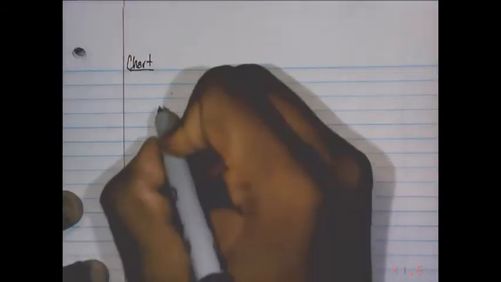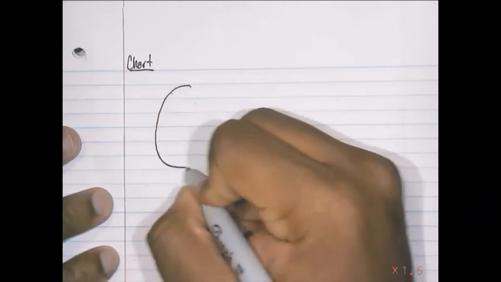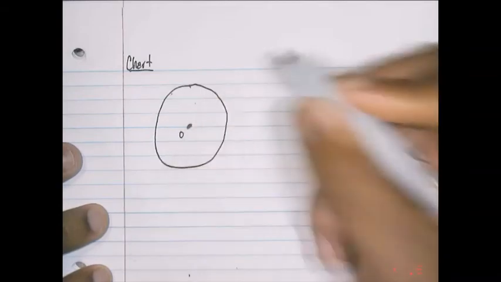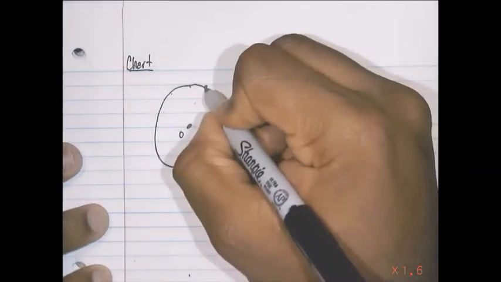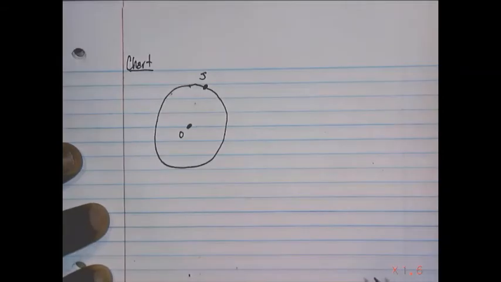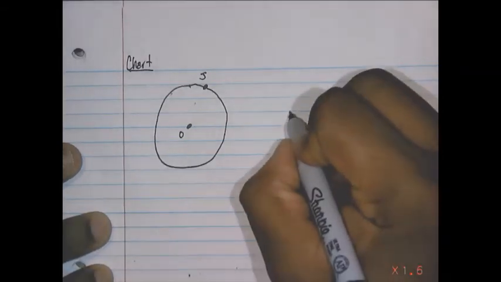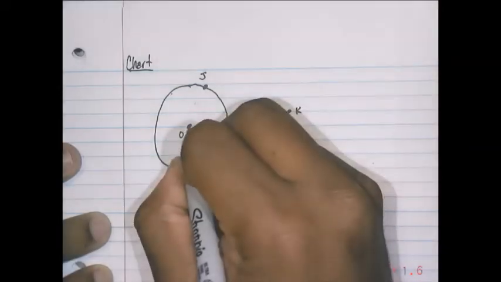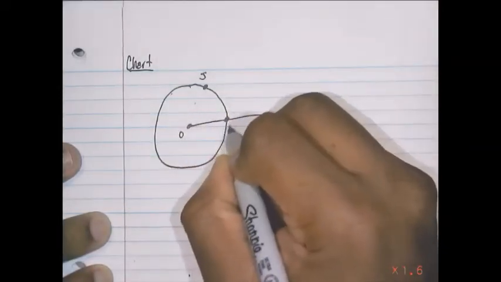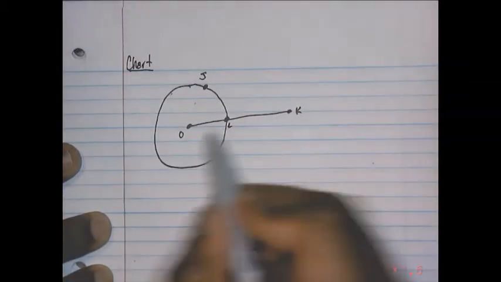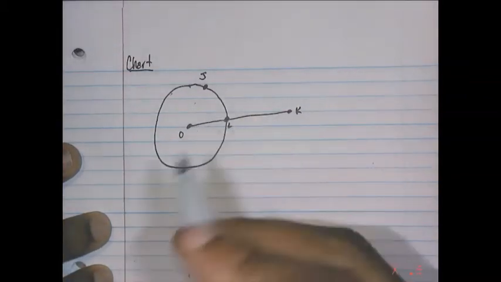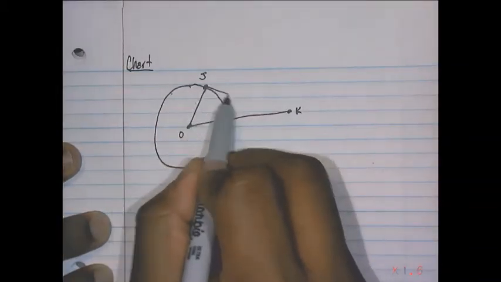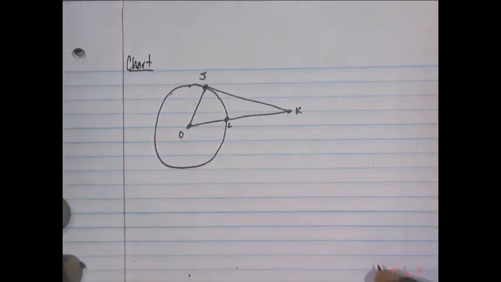They give us this circle here. They say a circle with a center of O. J is our point of tangency. K is our external point. And L is where this line crosses. So we have radius OL, we have radius OJ, and it creates a right triangle.